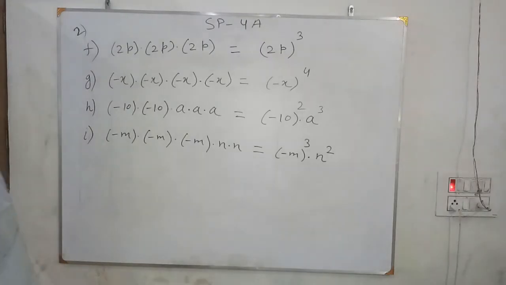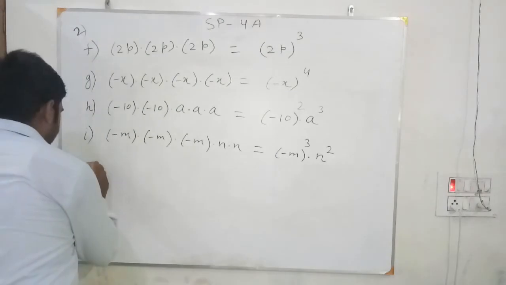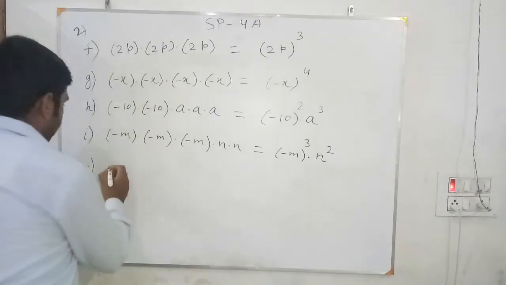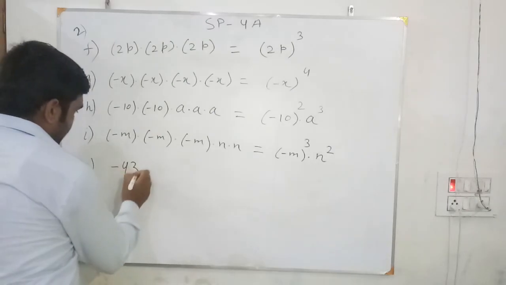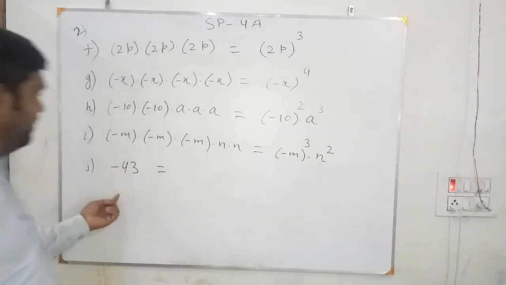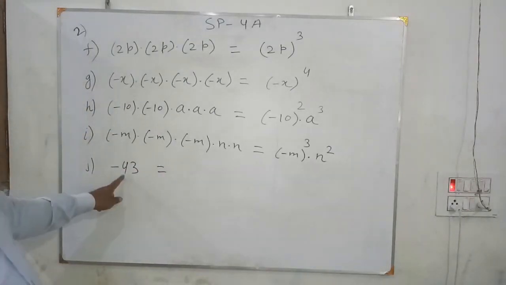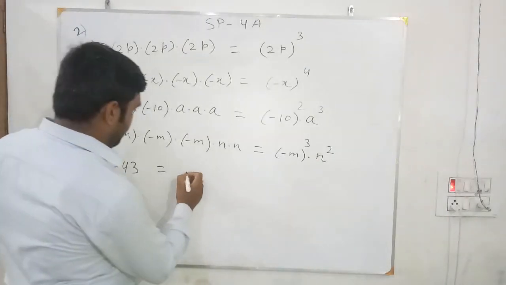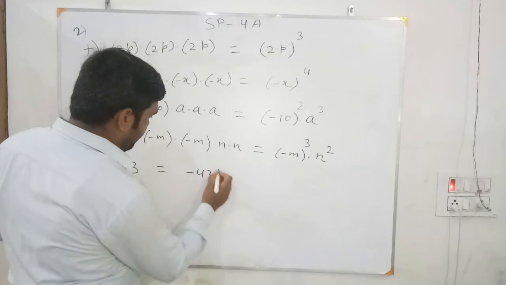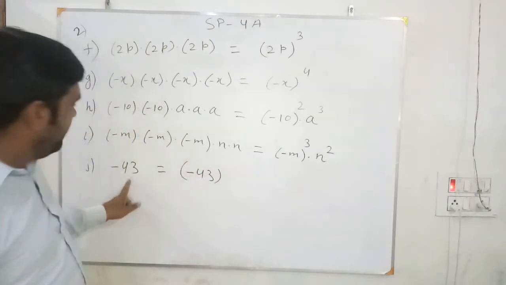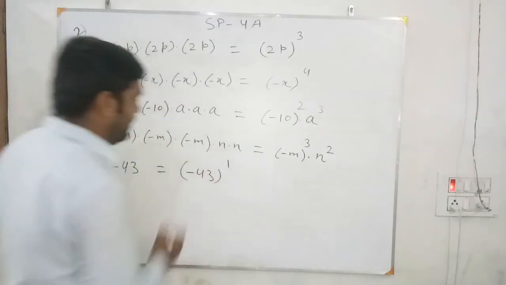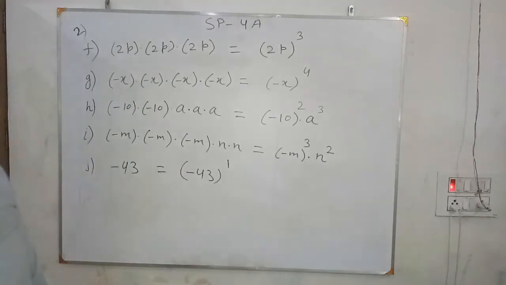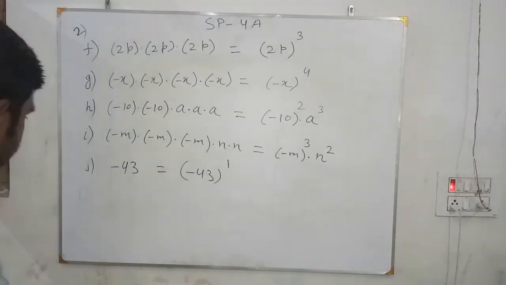Last question is 2j. And the last expression is minus 43. This expression contains this base only 1 time, so the exponent for this base will be only 1. We can write minus 43 to the power 1. Okay. Now question third: find the value of each expression.